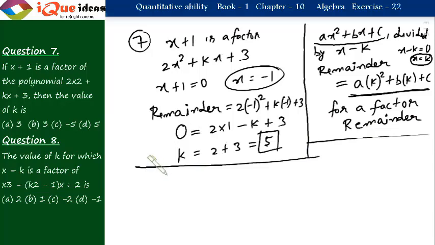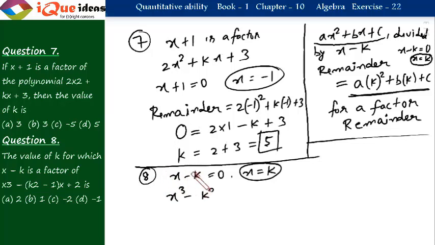It says, question number 8. It says the value of k for which x minus k is a factor of x cube minus k square minus 1 into x plus 2. So let's do that. X minus k equal to 0. Please understand the divisor has to be a linear expression. The polynomial can be any degree. So x minus k equal to 0. So we get x equal to k. Put this x equal to k in the given expression.